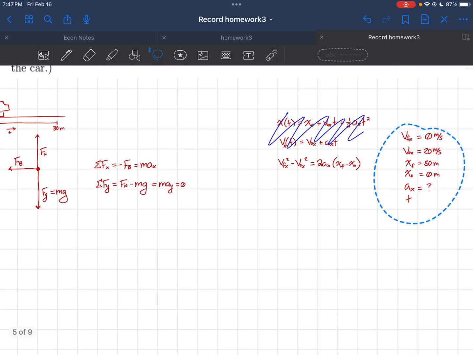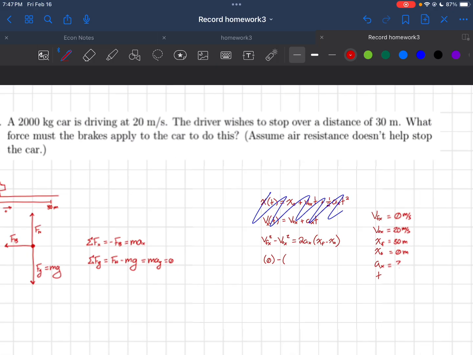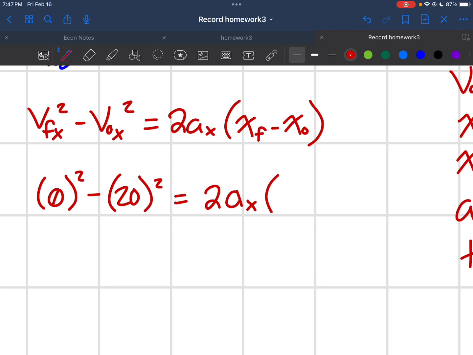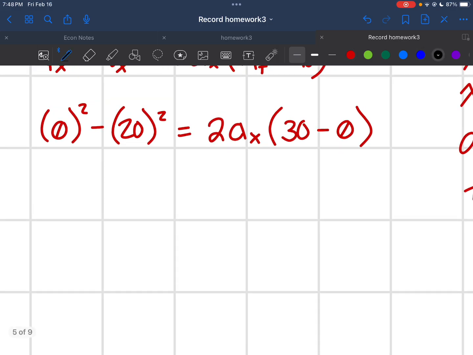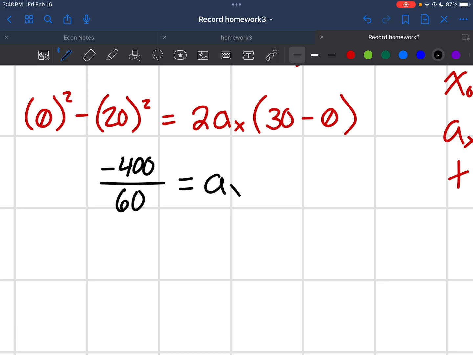So, I'm just going to move my variables off to the side. I'm going to plug my things in. My final velocity is 0. My initial velocity was 20 meters per second. My acceleration, that's what we're solving for. My final position was 30 meters and my initial position was 0 meters. So solving this around for a_x, I'll get minus 400 over 2 times 30, which is 60. And that will equal acceleration in the x.